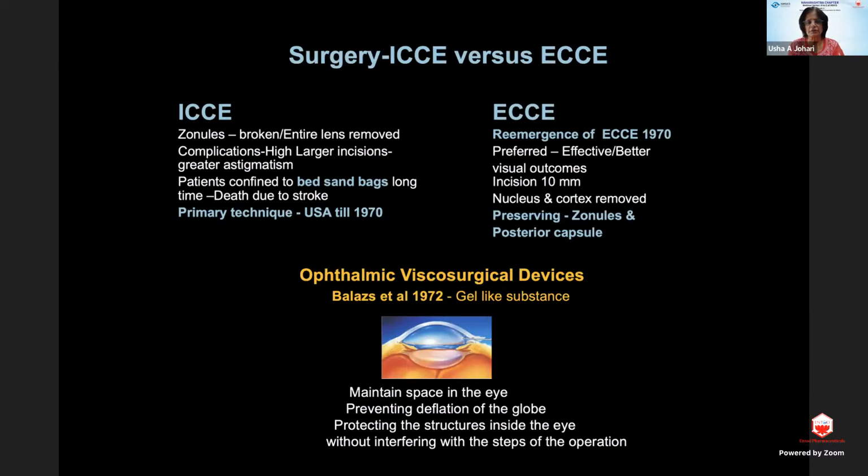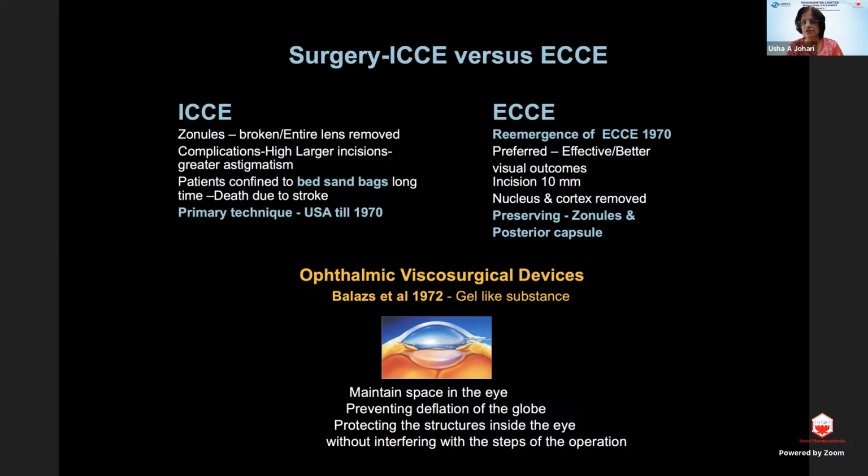So, intracapsular extraction versus extracapsular extraction, we all know the differences. There's nothing much to understand about these slides. Where the zonules are broken in intracapsular extraction, complications were higher. There was greater astigmatism. Patients were confined to bed, imagine, with sandbags for a long time, and this led to death due to stroke. So this was the primary technique in the USA till 1970.